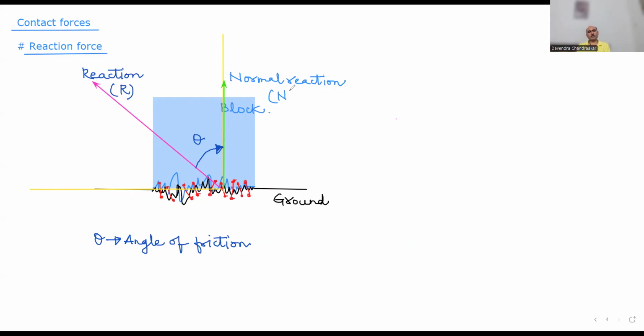Normal reaction is always perpendicular to the contact surface. Where is the contact surface here, all of you? This is the contact surface, right? Yes. The normal reaction will always be perpendicular to this contact surface.